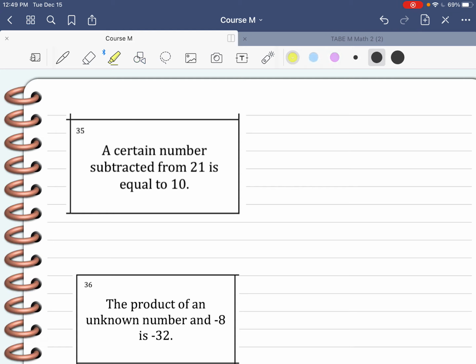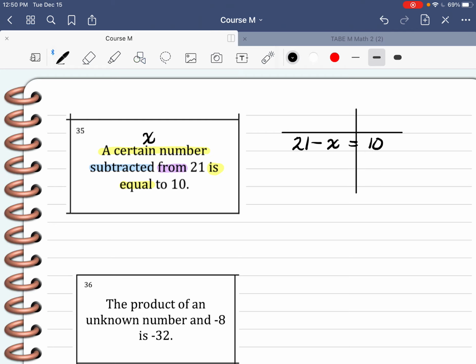Number 35. A certain number subtracted from 21 is equal to 10. So we have x, there's subtracted, from is reverse. So it looks like x minus 21, but from means to reverse. So we're going to say 21 minus x is 10. A certain number subtracted from 21 is 10.